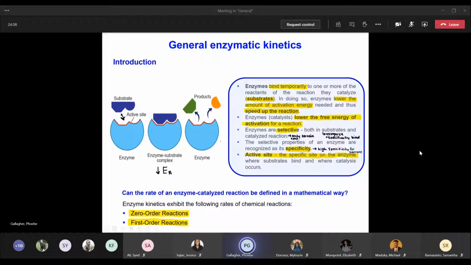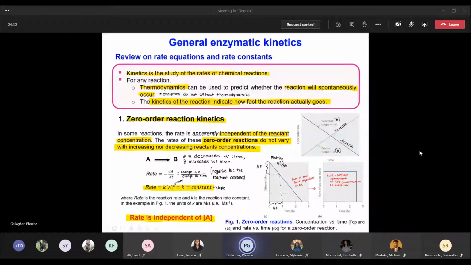Okay, so this first slide, she's just kind of reiterating everything she said during the last lecture, which was just about enzymes: they bind temporarily to substrates, they lower the energy of activation, and they speed up the reaction. They're selective and specific. It's pretty much a summary of everything you learned from the last lecture. And then she goes on to introduce the two types of reactions. I think it's important to understand the difference between kinetics and thermodynamics. Remember that enzymes do not deal with thermodynamics. They only deal with kinetics, which is really just the rate of the chemical reactions.